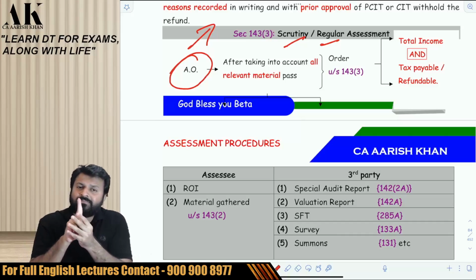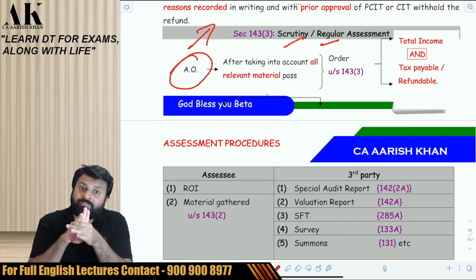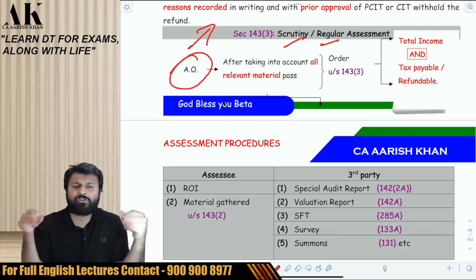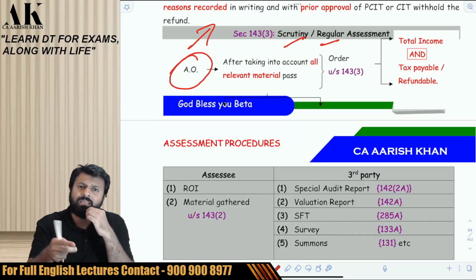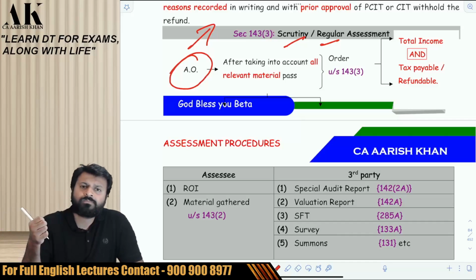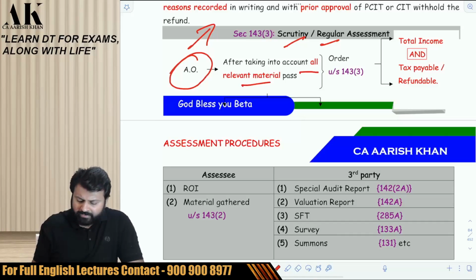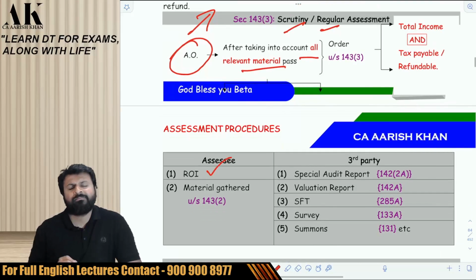To do assessment, notice has to be sent. Rather, notice has to be served, because the word served is used there. And to serve a notice, the assessee should have filed the return, either under 139 or 142(1). Both will be fine. Once the AO has issued the notice to you, he will call you and ask you for a lot of details, like the ROI.